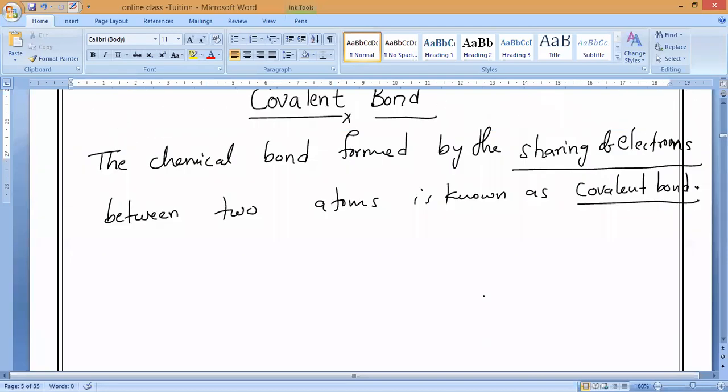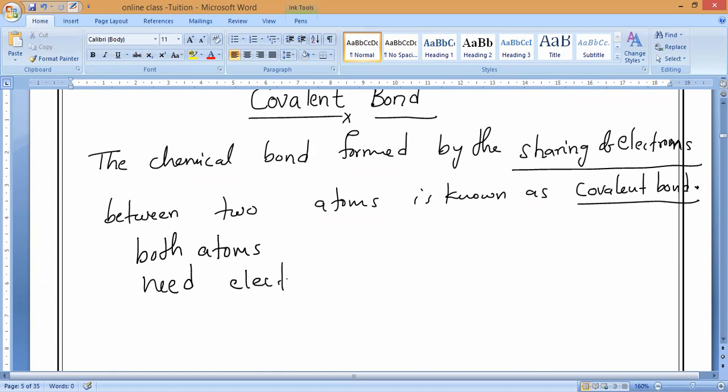All of you should remember that a covalent bond is formed when both the reacting atoms need electrons. Both atoms should be what? No donor. Both atoms need electrons. Do you understand? Both are acceptors or donors? Both are acceptors. So both atoms need electrons to achieve the inert gas electronic configuration.